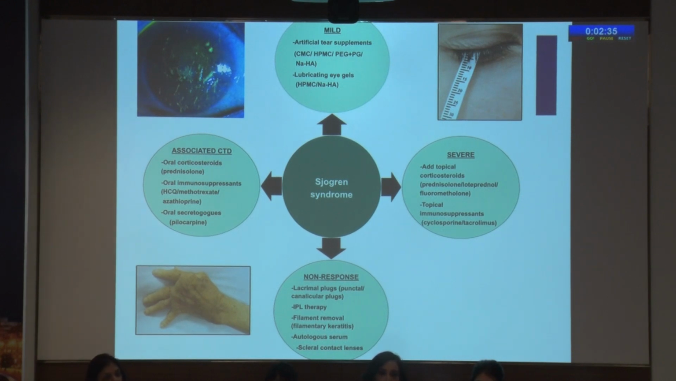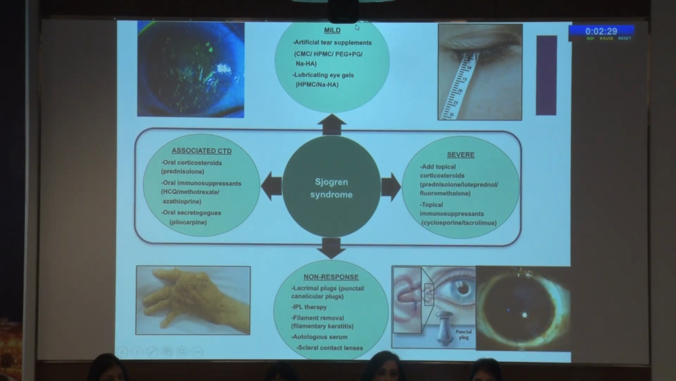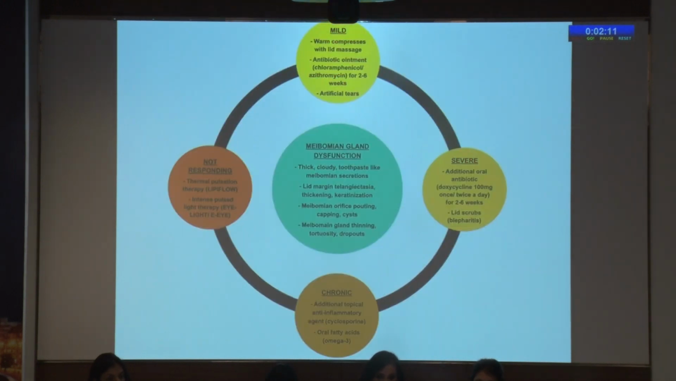Now here we know that for mild cases only artificial tear supplements may be enough. But for the moderate to severe cases, especially those with associated connective tissue disorders, we require topical as well as systemic corticosteroids as well as immunosuppressants. The non-responsive cases require additional therapy like lacrimal plugs, IPL therapy, autologous serum and or scleral contact lenses.